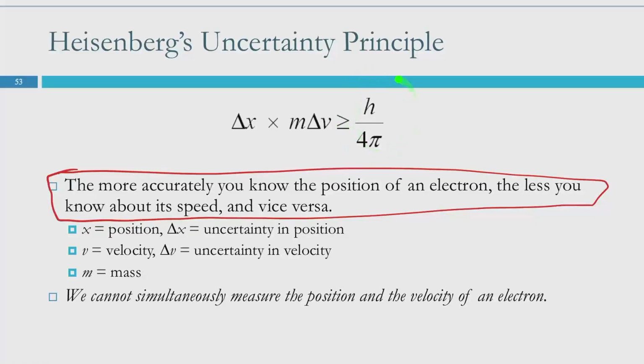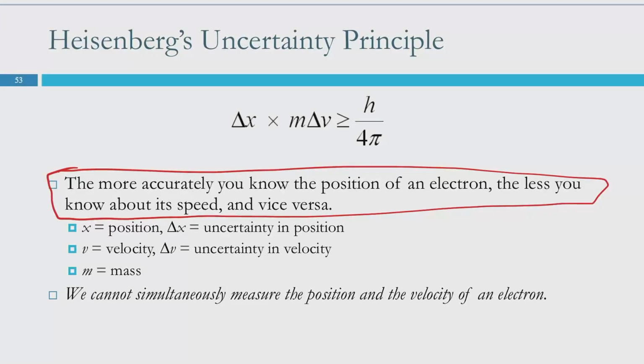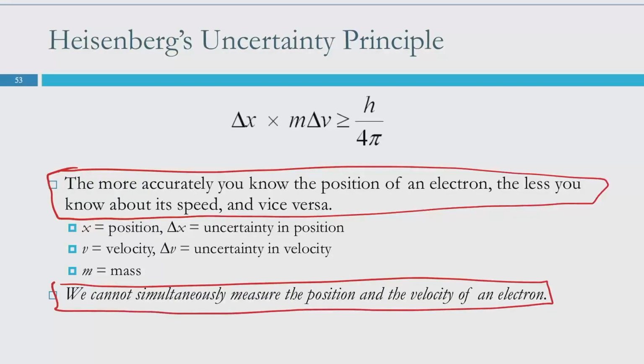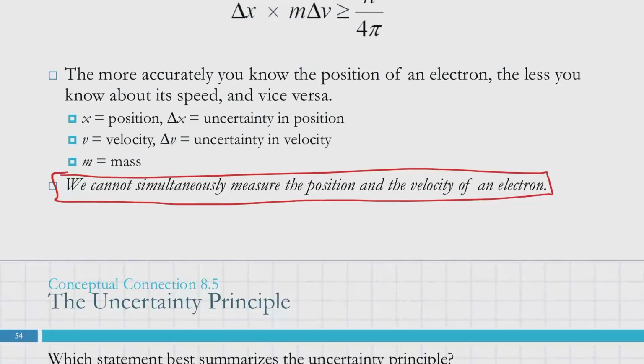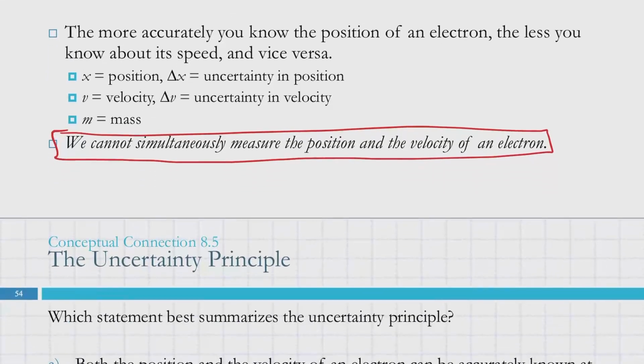And this is bounded by Planck's constant over 4 pi. Whatever these two values are, they have to multiply to be greater than or equal to Planck's constant over 4 pi. The big takeaway is that we can't simultaneously know the position and velocity of an electron. You can know one. If you know one with absolute certainty, you know the other one to a very low degree of certainty, which is kind of unusual for the world that we're used to living in.